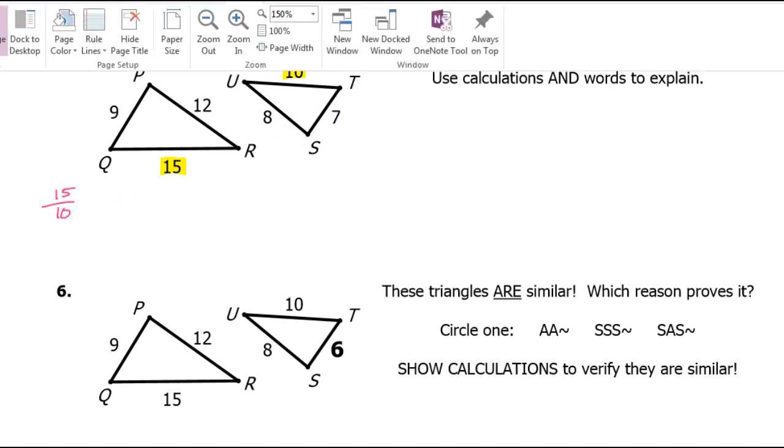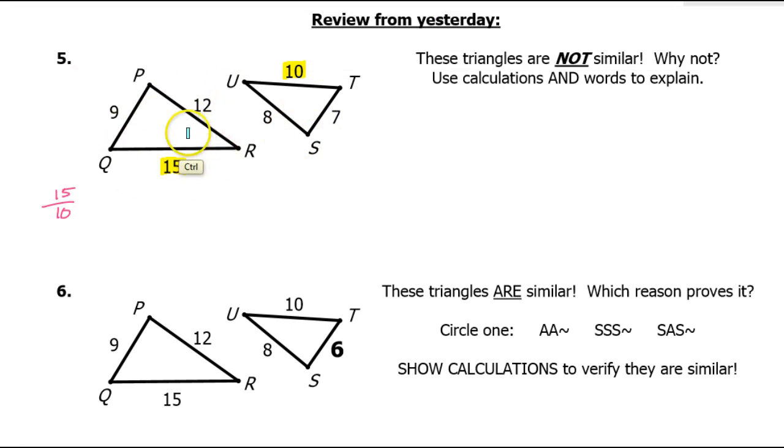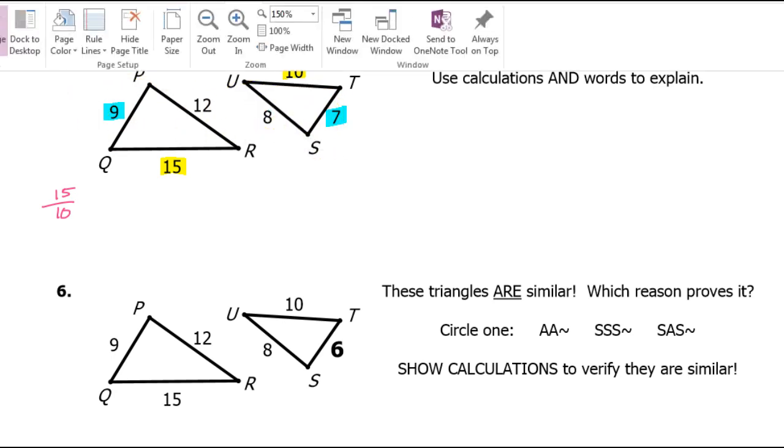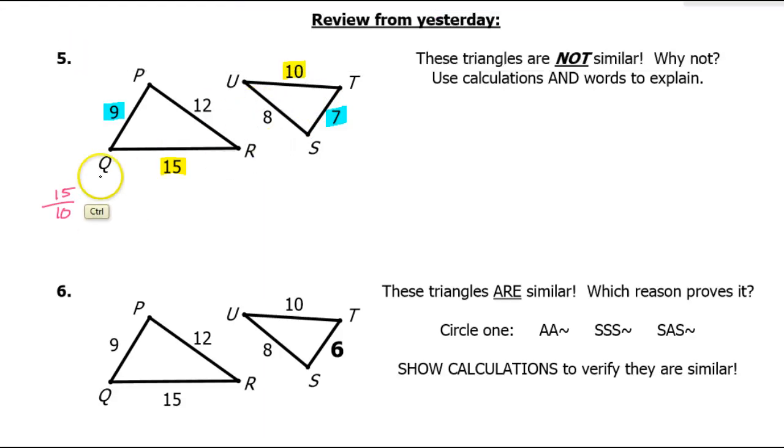Okay, now, in the first triangle, what's the smallest number? 9. In the second triangle, what is the smallest number? 7. So these would be corresponding sides. If these were similar triangles, these would have to be the corresponding sides. So let's check that out. So I did 15 over 10, so I'll have to do 9 over 7. So if these triangles are similar, then these ratios, these fractions, should be the same.